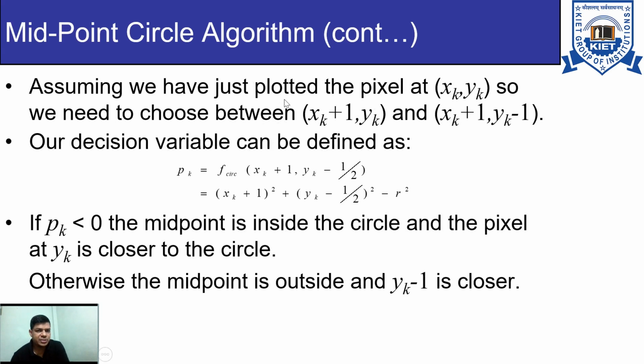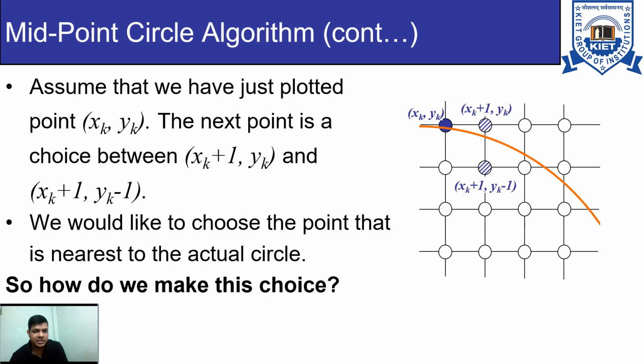Now assuming we have just plotted the point at xk comma yk, so we are starting from xk comma yk, and we are assuming that this pixel we have already activated. Now the next pixel is either xk plus 1 comma yk or xk plus 1 comma yk minus 1. So now we are choosing a midpoint. You can see from the figure here, we are choosing a midpoint between these two pixels.